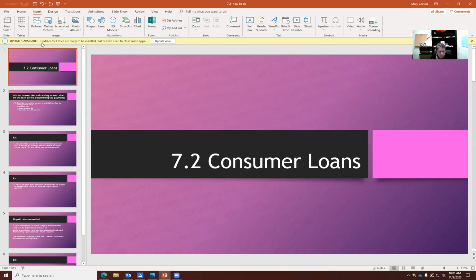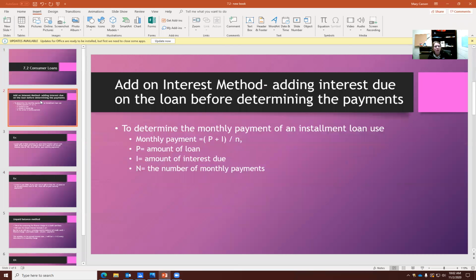There's just a couple of formulas that we're going to go over, but they may be formulas that you didn't really know about or haven't really used, but they're also very important. The first formula is called the add-on interest method, and so you're adding interest due to doing the loan before determining what the payments are.